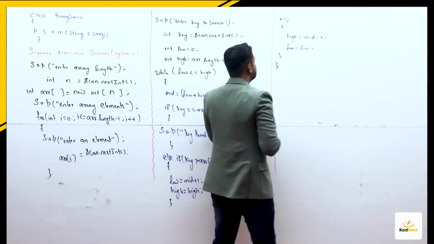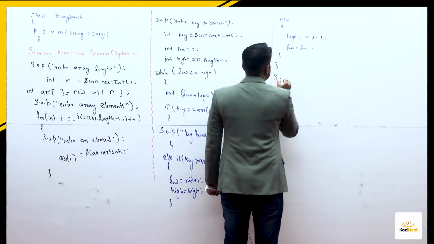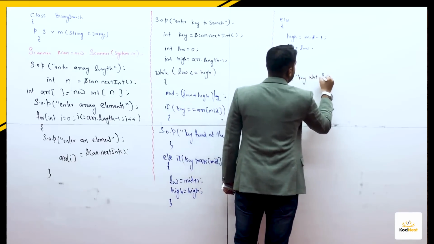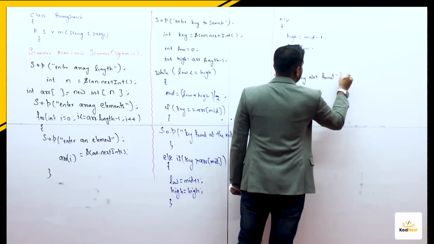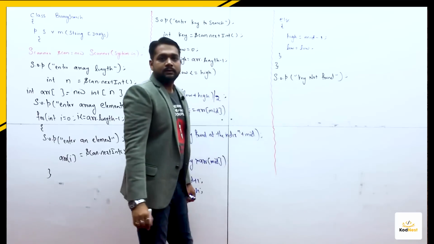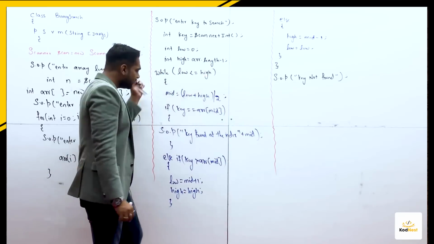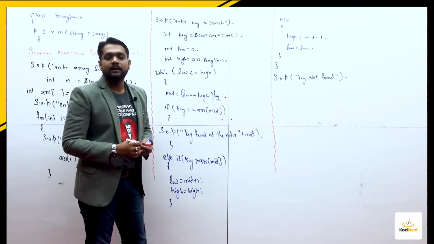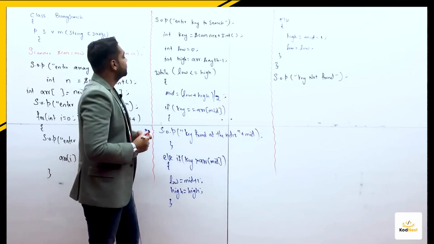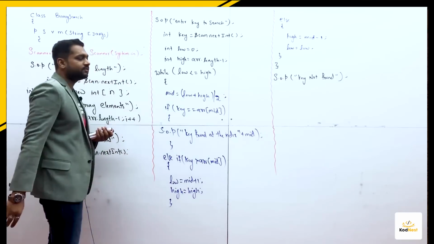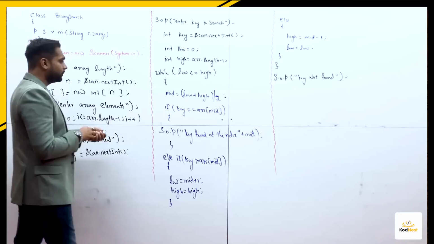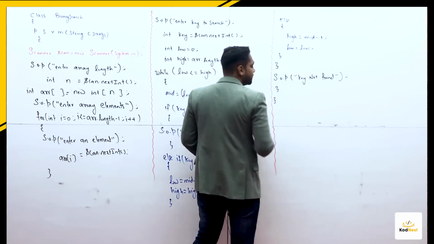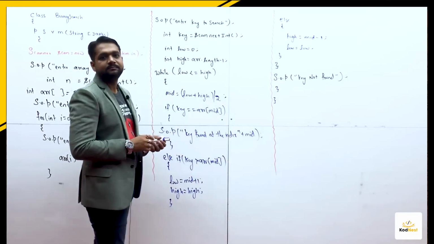As soon as control comes out, here you can tell System.out.println key not found. If low becomes greater than high, control will come out. That is how it works. Anyway, key not found also we have told. This is the opening of the main method, and now the closing of the main method, closing of the class.